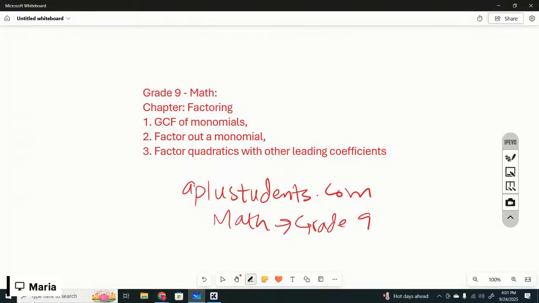There you can find a list of the chapters. We're going to start with the chapter factoring. The lessons we're going to cover today are GCF of monomials, factor out a monomial, factor quadratics with other leading coefficients.